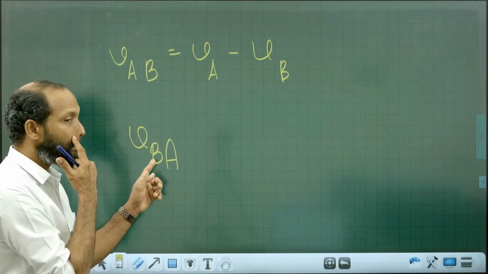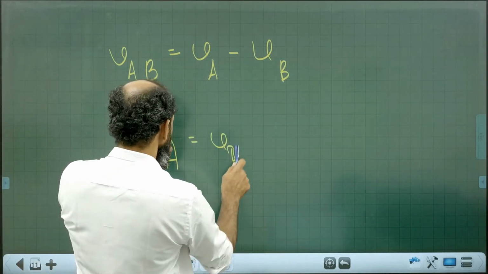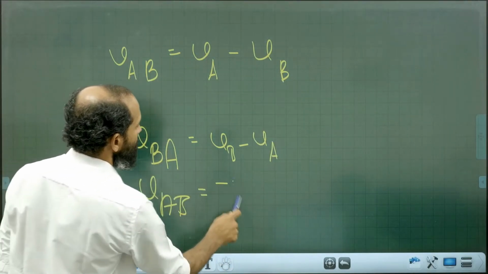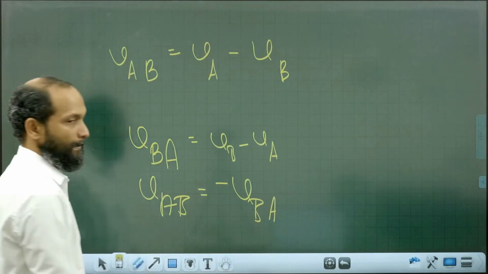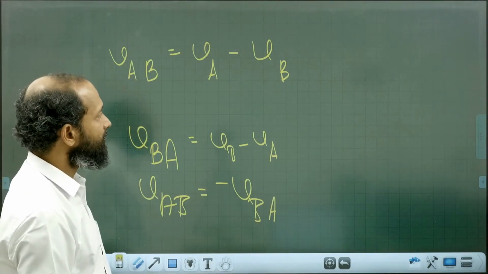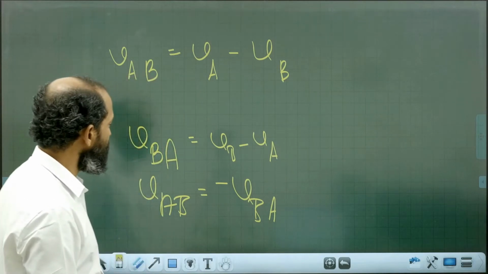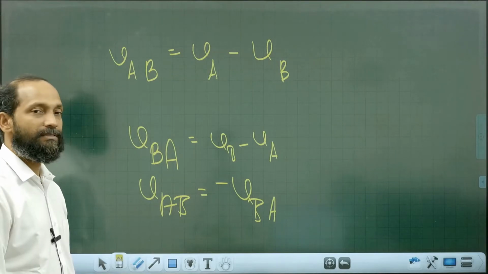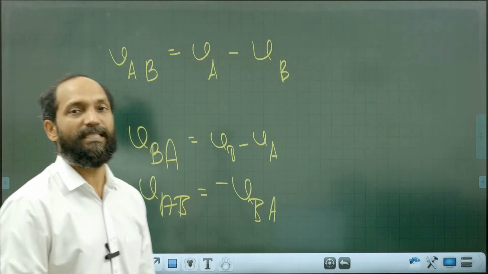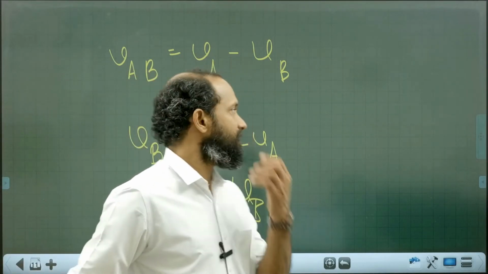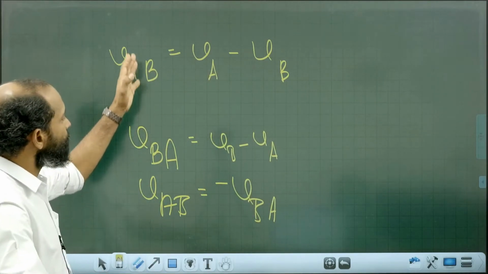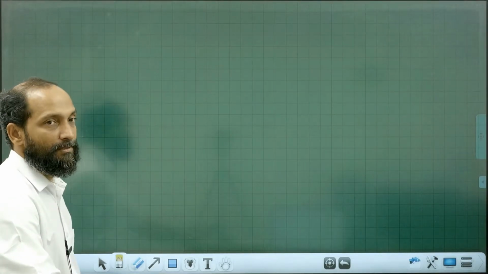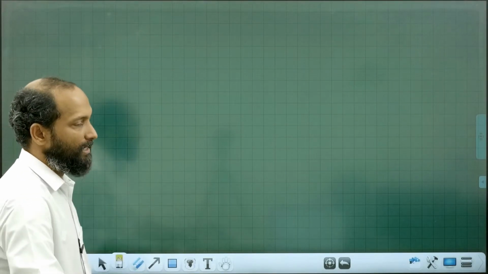The velocity of car B as seen by the person in car A is VBA. Velocity of B with respect to A is equal to VB minus VA, and also VAB is equal to minus VBA. As it is kinematics in a straight line, you need not put the vector sign. For direction convention, we use only plus or minus signs by Cartesian convention. So VAB equals minus VBA. We have to use proper sign conventions.